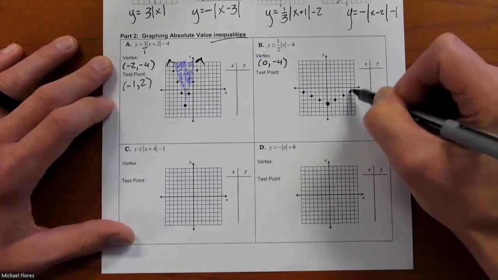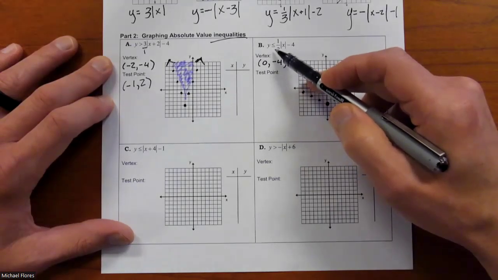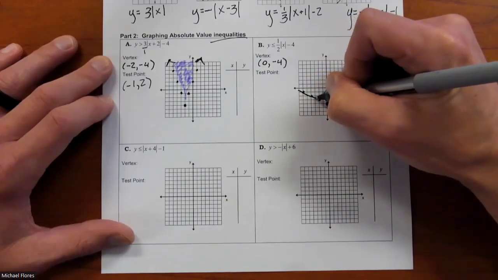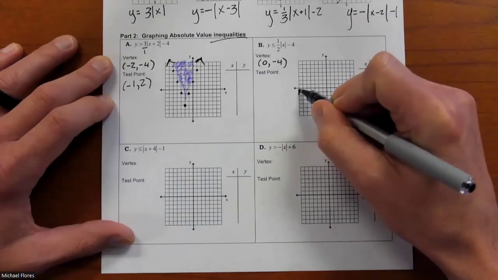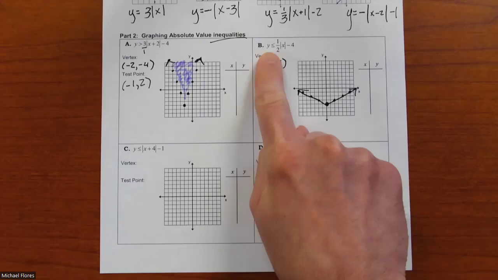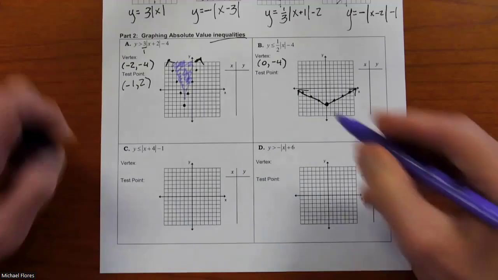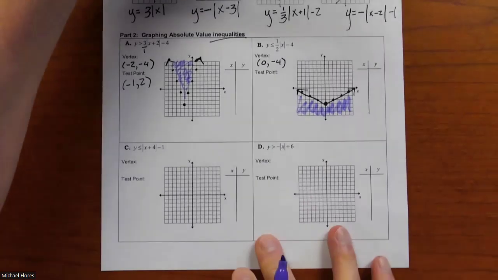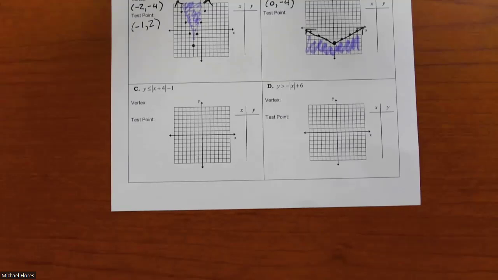Now, do we connect these? Do we leave them as dots? Look at the inequality. This is a less than or equal to statement. So we're going to need to connect these dots. Now for our shading, this is a less than, and all the values where y is becoming lesser, decreasing, are this direction. So you'd want to shade down here. Don't worry about the test points.